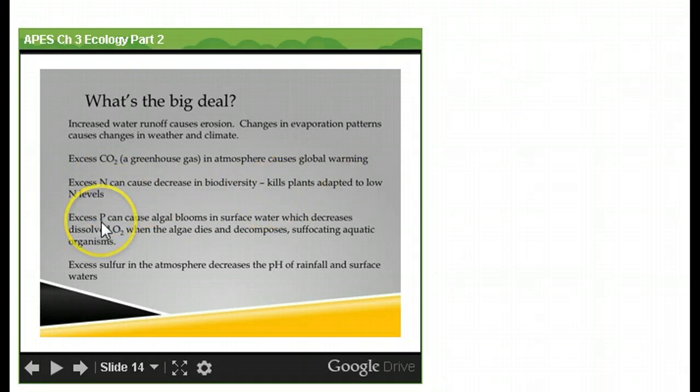When we have too much phosphorus, we make algae blooms, and then we kill a bunch of aquatic organisms. And when we have too much sulfur in the air, then we change the pH of rainfall, and then we have acid rain and kill a bunch of animals and aquatic organisms in lakes and streams. So these are all the things that humans can do, and so it's good to remember these for the AP test.